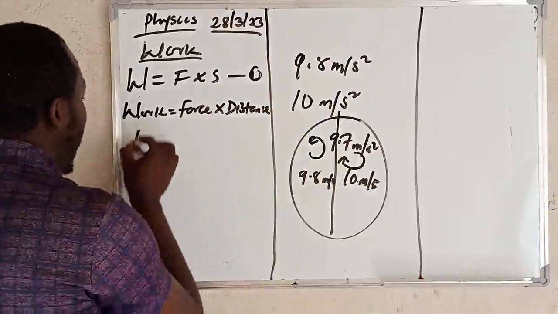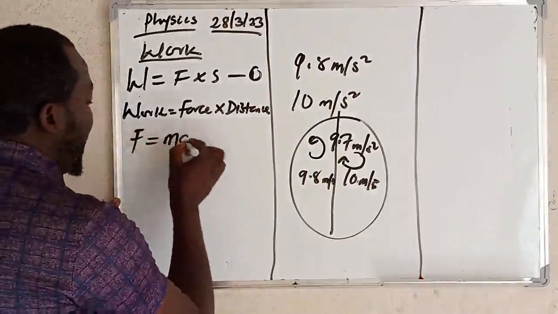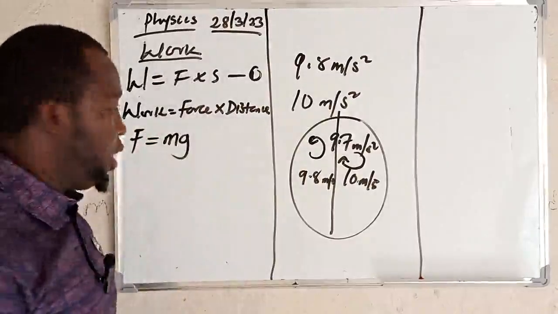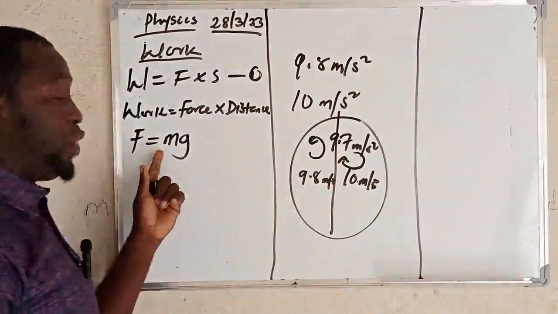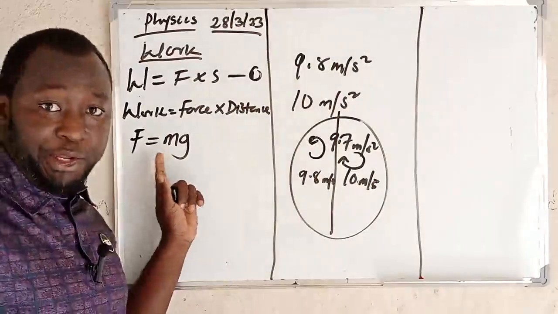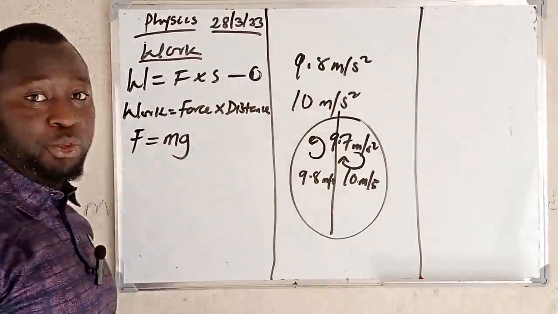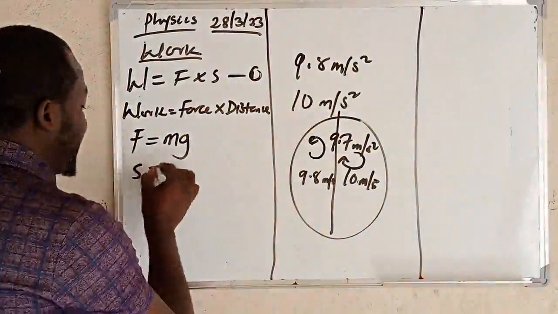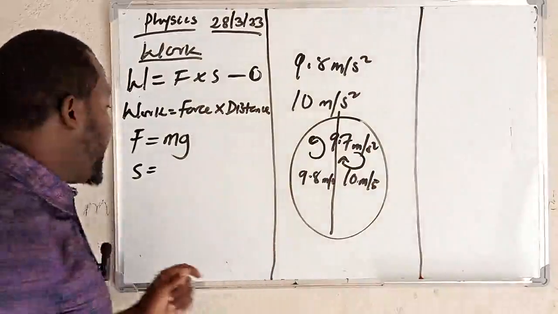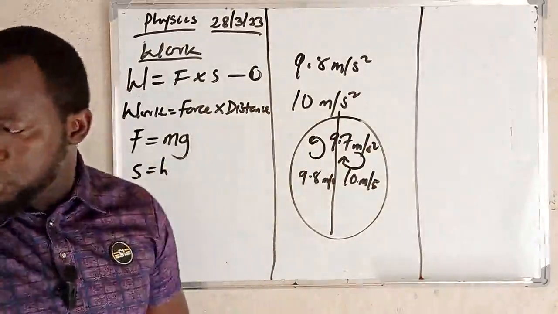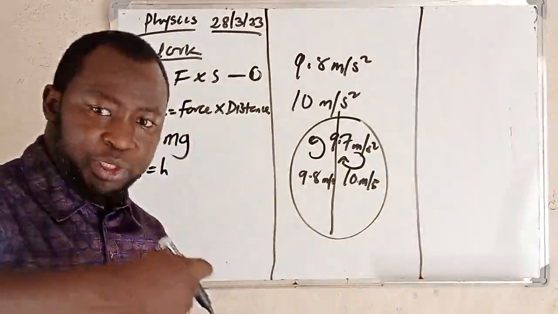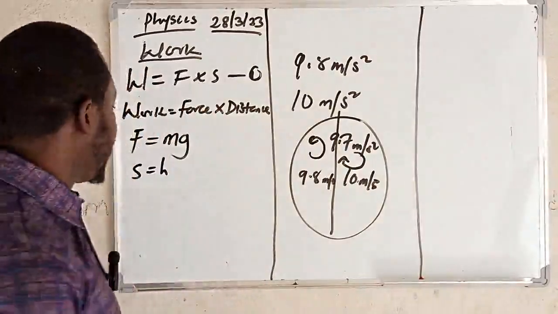That means our force will change to mass times acceleration due to gravity. Why does it change to acceleration due to gravity? We know the formula of force is mass times acceleration. But in this case, that acceleration will change to acceleration due to gravity. Likewise, our distance will change to a height because now we are lifting the body. No one says it is not a distance.